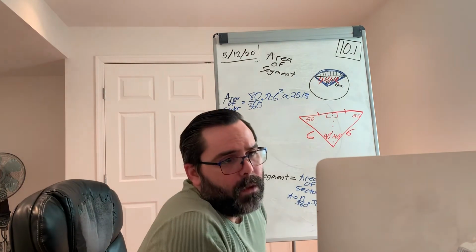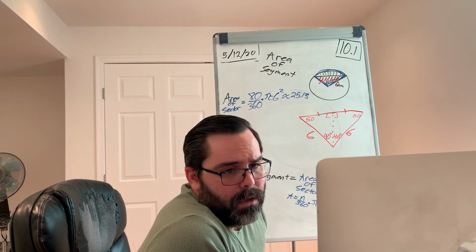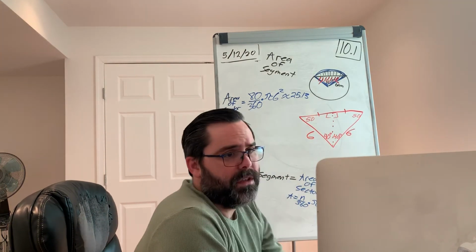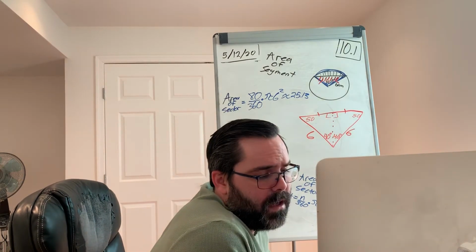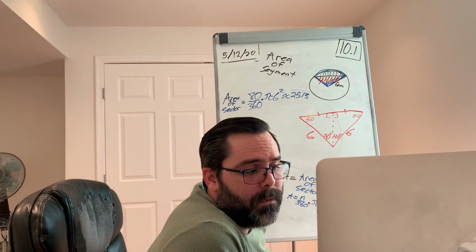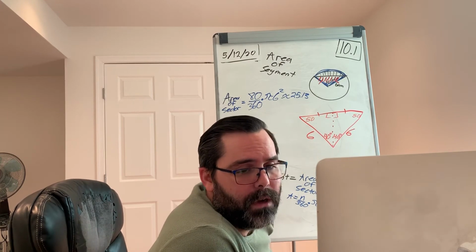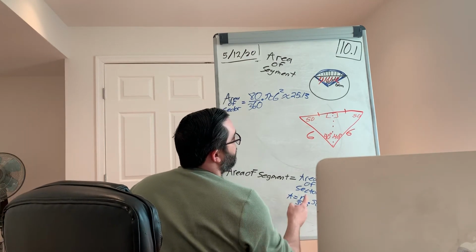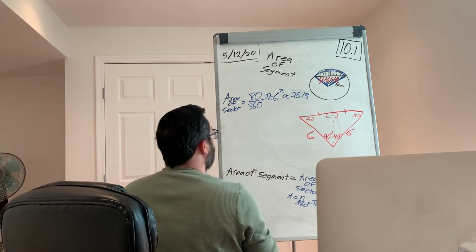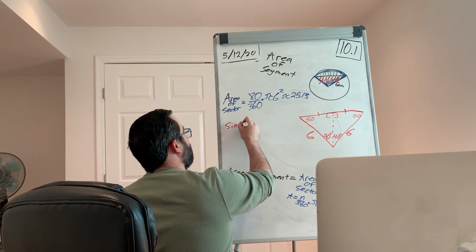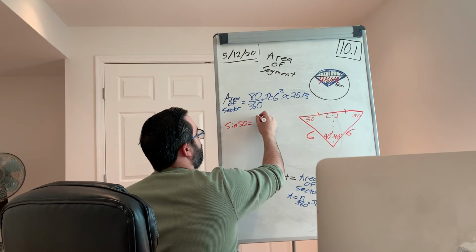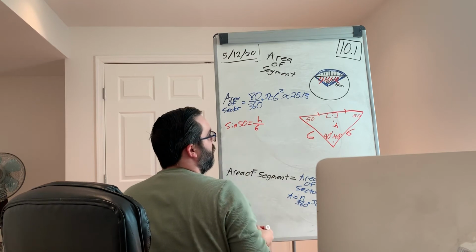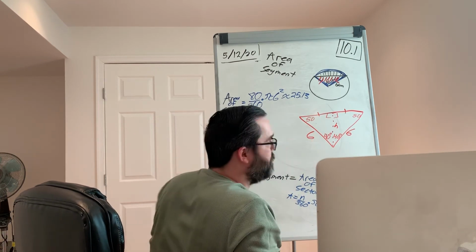Now, we need to find the area of this triangle, so we need to know the base and the height, right? So we know the hypotenuse of each right triangle, but we don't know the base or the height. But we can use our trig ratios to find the base and the height because these are right triangles. So that's what we're going to do. The sine of 50 is equal to the opposite over hypotenuse. And that'll tell me what the height is, right?